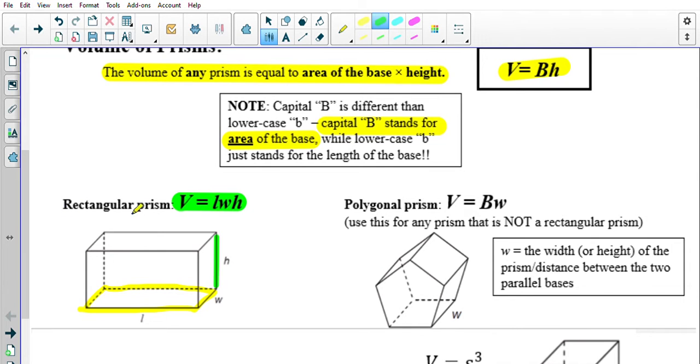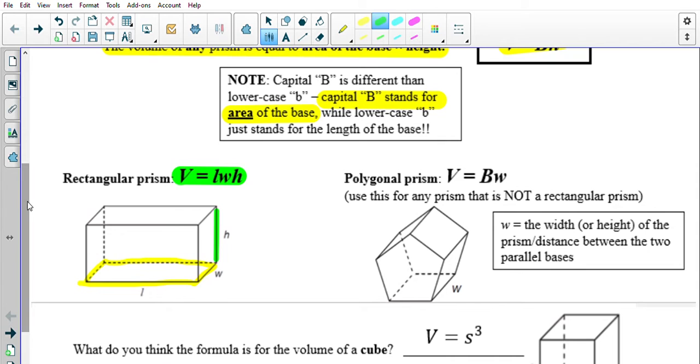So the volume of any rectangular prism, it has to be a rectangular prism or box, is length times width times height. For a polygonal prism, which is anything except a rectangular prism, although you could use this for a rectangular prism as well, we have a simpler version, again, the length times width times height. But for any other prism that is not a rectangular prism, you're going to see the formula capital V equals capital BW on your formula sheet.